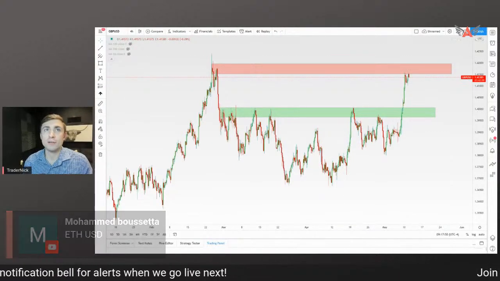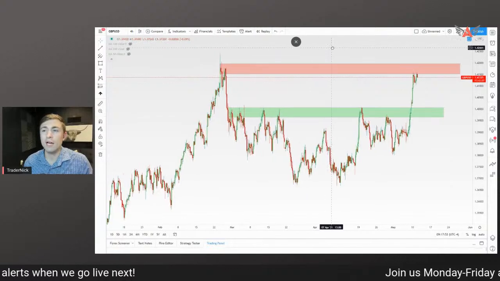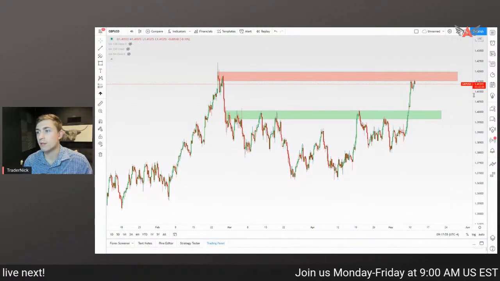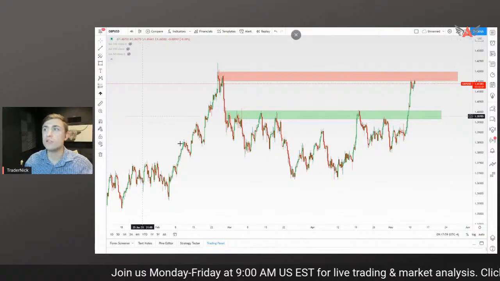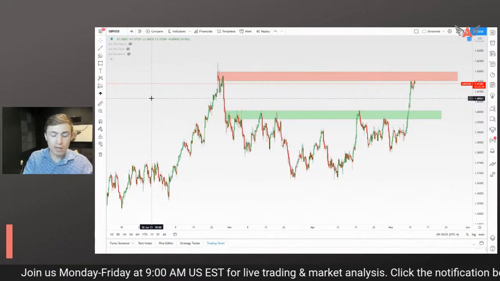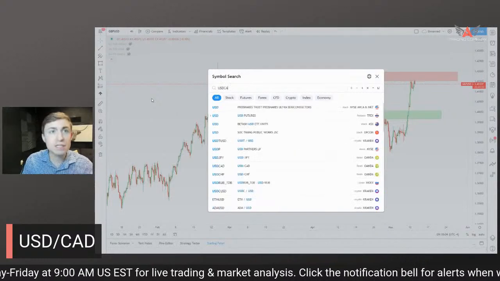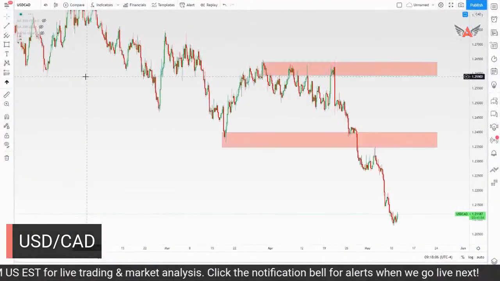Muhammad wants to look at Ethereum. That is a crazy mover right now. All those cryptos just doing some insane movements recently. So maybe we'll talk a little bit about that at some point as well. So let's look at USD CAD. Anid says that USD CAD is oversold here on the chart.